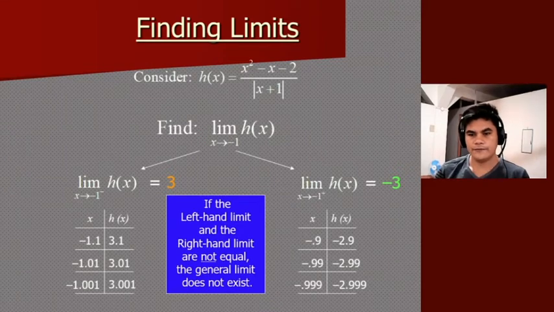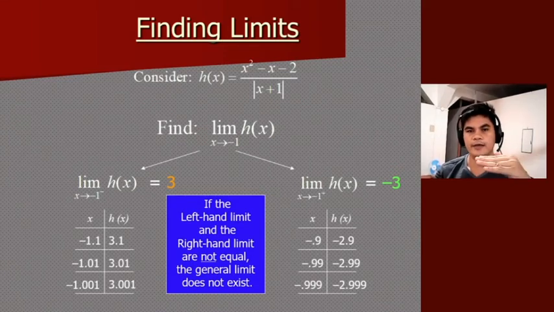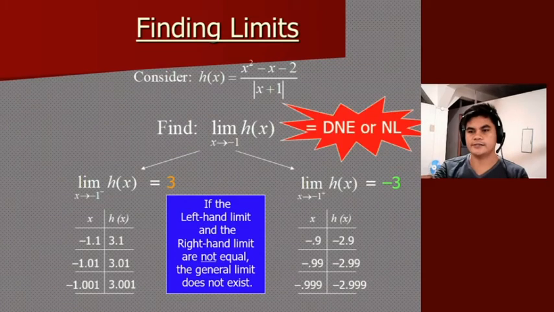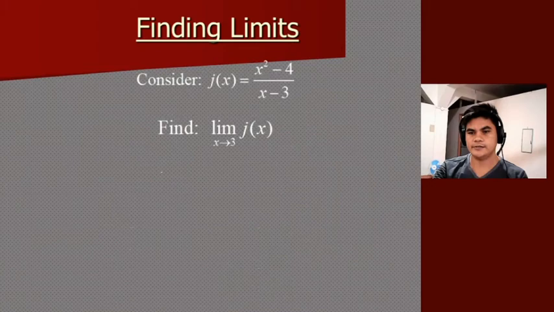If the left hand limit and the right hand limit are not equal, the general limit does not exist. Again, if the left hand limit and the right hand limit are not equal, then the general limit of that function does not exist. So, our answer here is D and E, or limit does not exist.